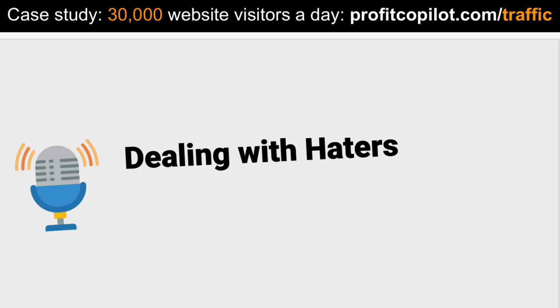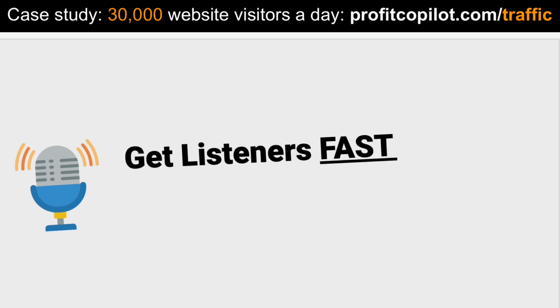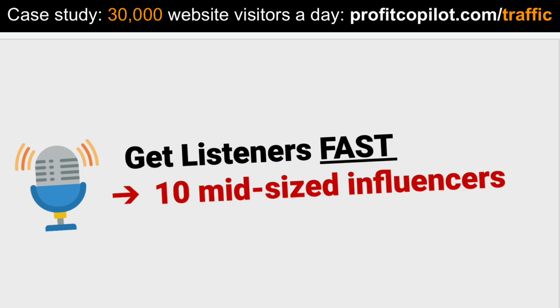Okay. With that said, if you want to grow your listeners and your audience fast, I'm going to show you how to do it. I'm going to give you a strategy now that you can just take and use to get massive amounts of listeners and traffic fast. You're going to get 10 mid-sized influencers in your space. So I'm not talking about the superstars, but someone who has a sizable audience, someone who has an audience that is certainly bigger than your current audience. So you want at least 10 of them.